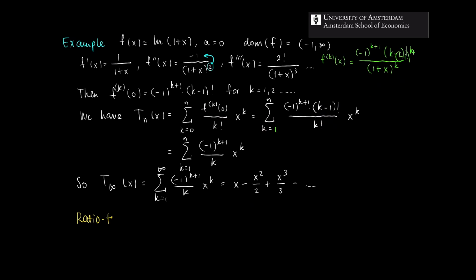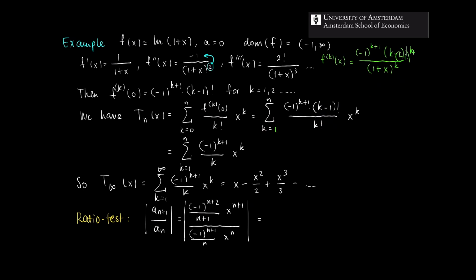Well, in the past, we already have looked at the interval of convergence, but we'll repeat it here. So the ratio test: if we just look at the n plus 1th element in this sequence divided by the nth element, then we get minus 1 to the n plus 2 divided by n plus 1 times x to the n plus 1, divided by minus 1 to the n plus 1 divided by n times x to the power n.